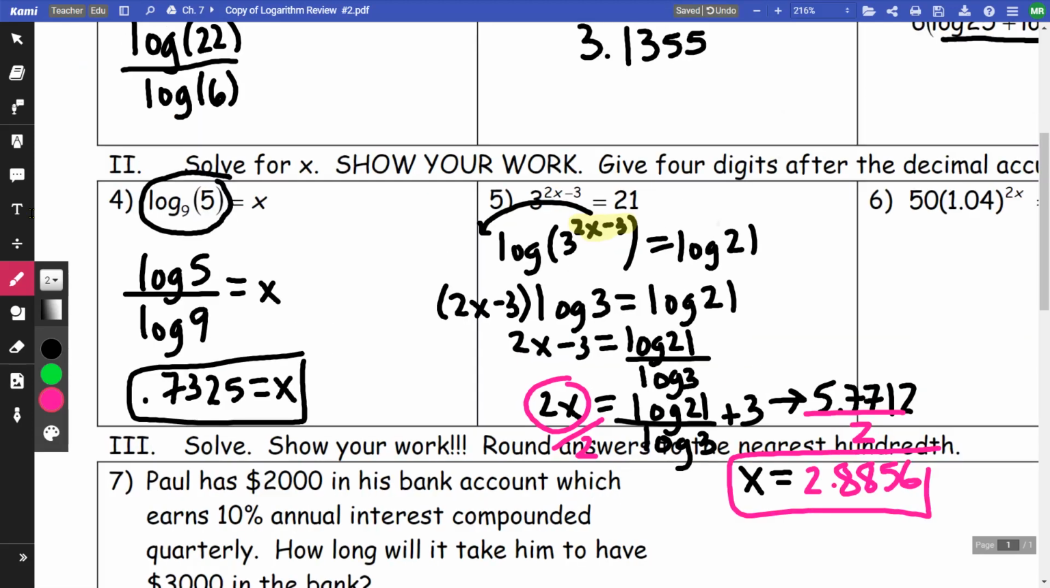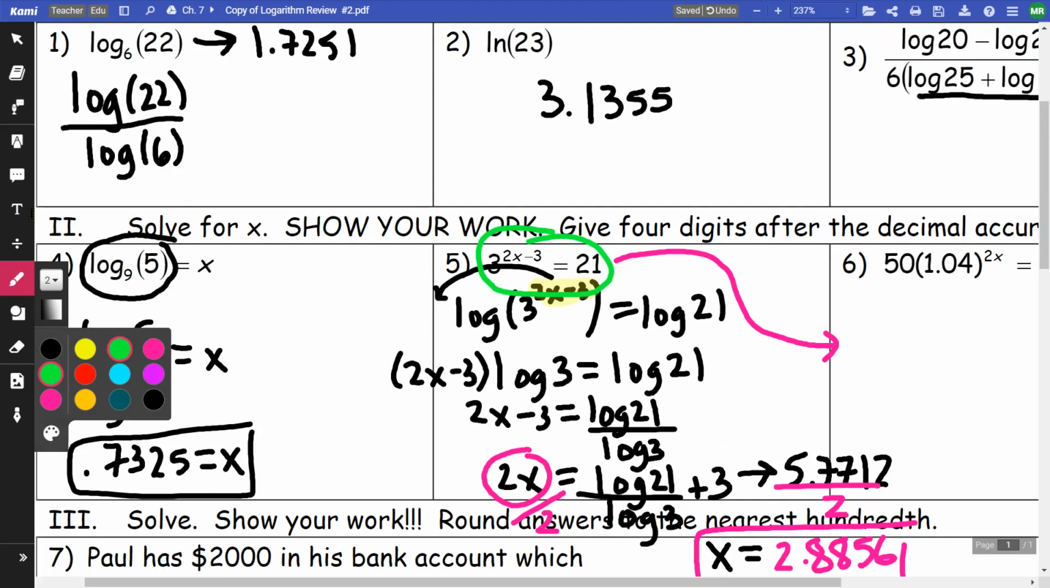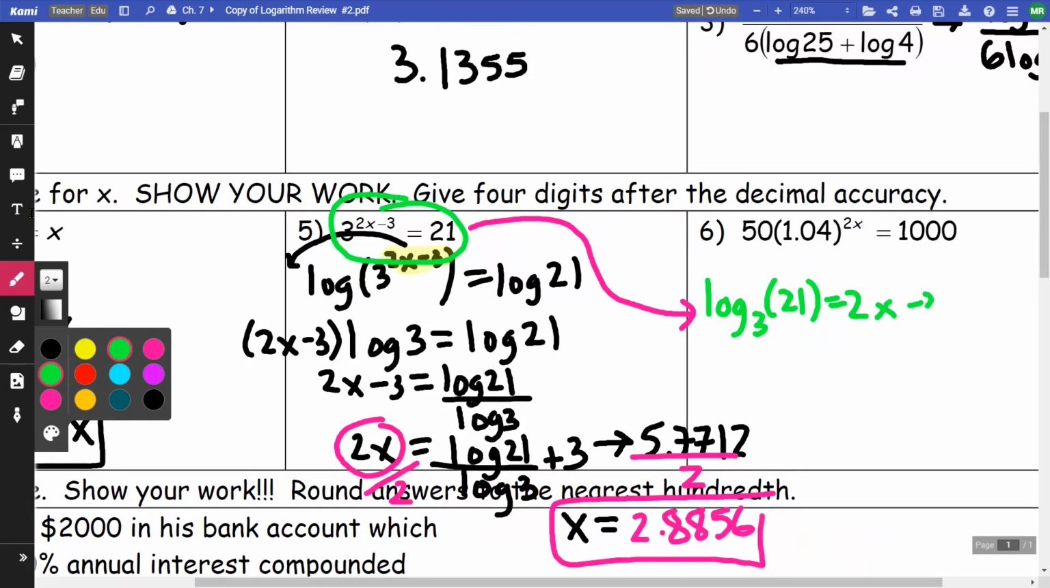Another way to have done this, let me just scooch this a little bit, is I'm going to put it here and then I'm going to erase it. And here I'll do it in green. So I could have rewritten this in logarithmic form. This is really log base 3 of 21 equals 2x minus 3. So I'm going to add 3 to log base 3 of 21. Then I'm going to divide by 2.